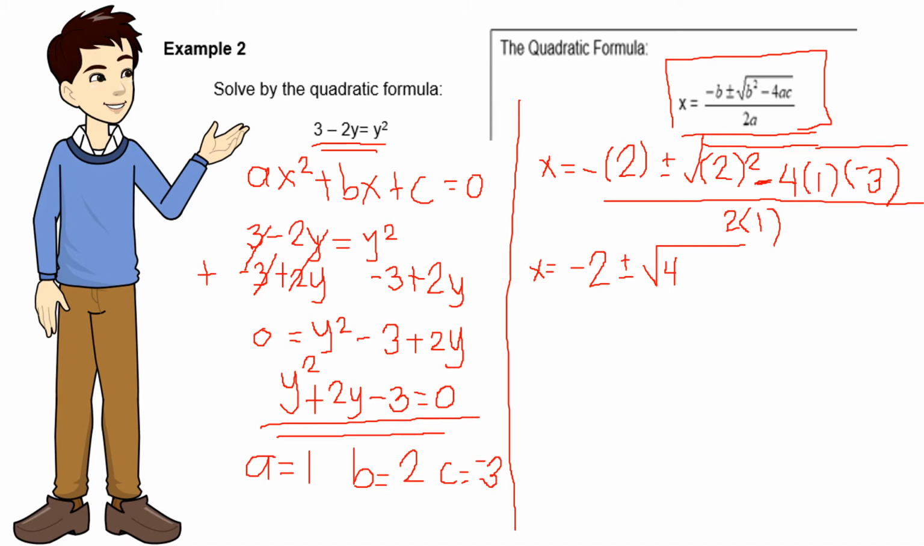We start here with the sign. Negative 4 times 1 times negative 3. We have positive 12. All over 2 times 1 equals 2. Ito kung isulat sa kabila.